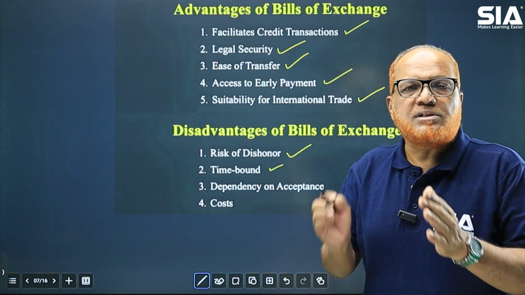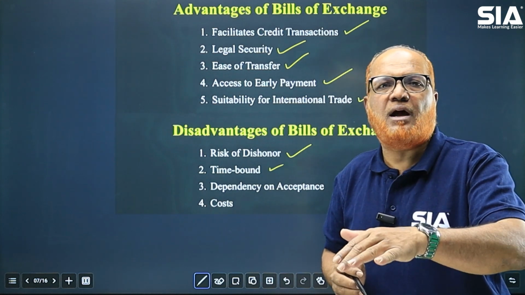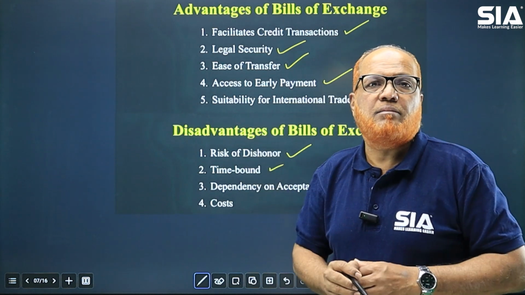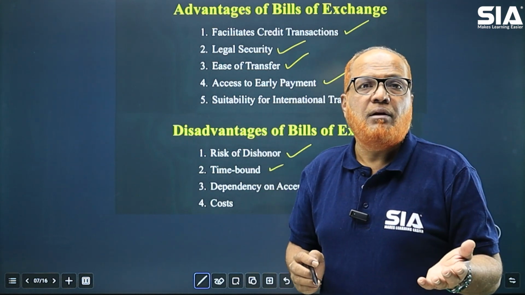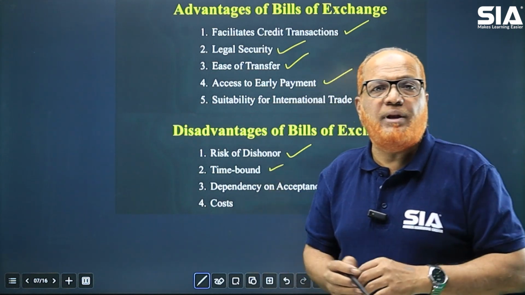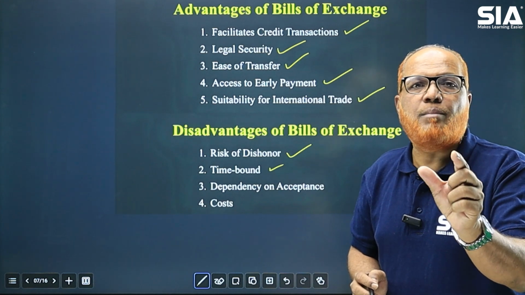Time bound. The time period is specified in the bill of exchange, like 2 months or 3 months. That means compulsorily the acceptor has to pay the amount in 2 months only. It is time bound, it cannot be extended. We have to renew the bill. If you want some more time, we have to cancel the old bill and make a new bill. But once the bill is made, it is time bound.